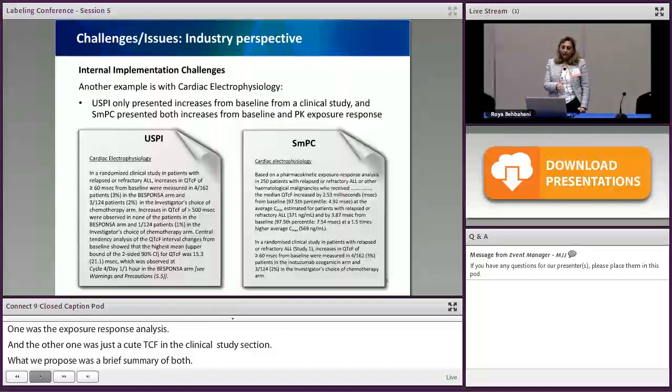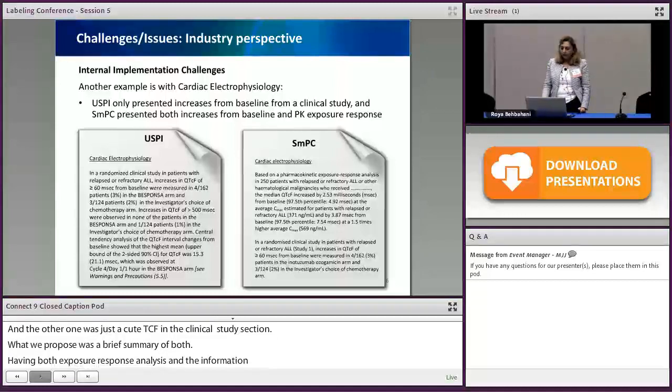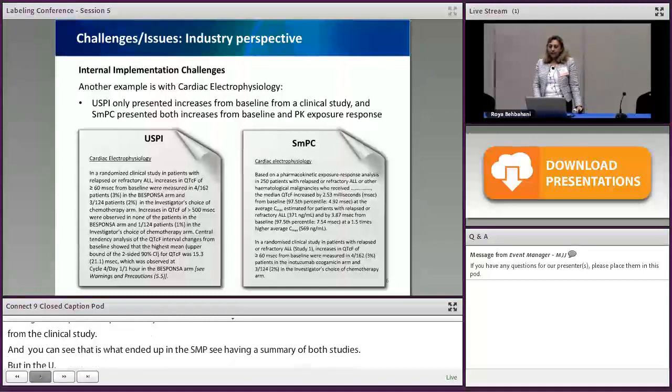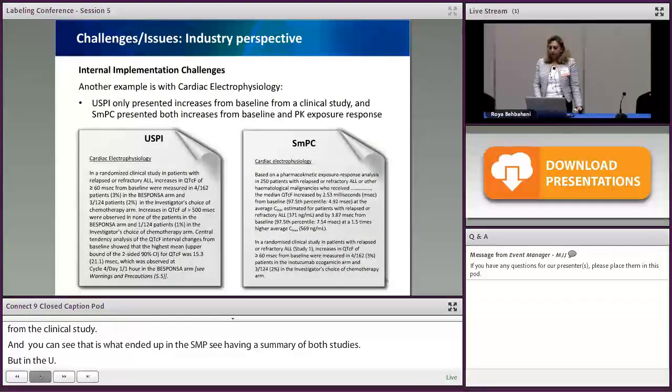But in the US, we only have the data from the clinical study. And when I went back to look at the reviewer comment, I'm not sure we necessarily received a rationale or a reason for that during labeling negotiation.